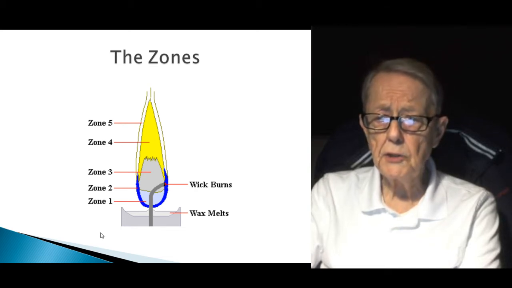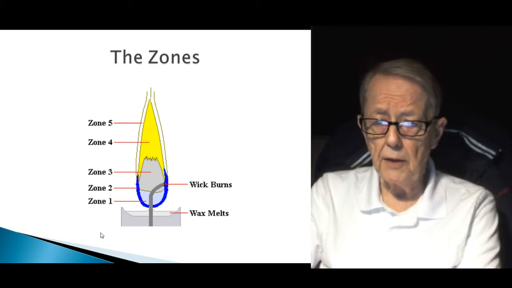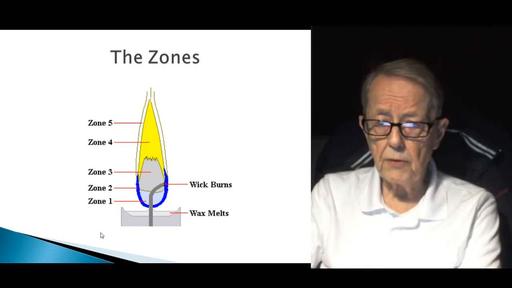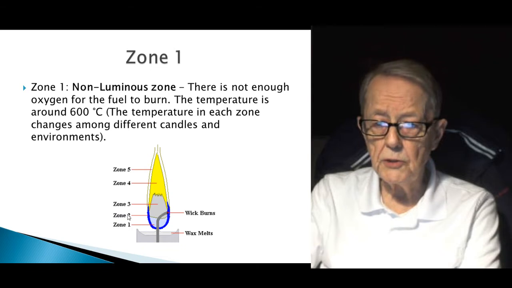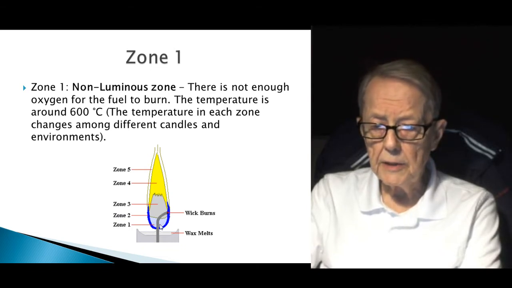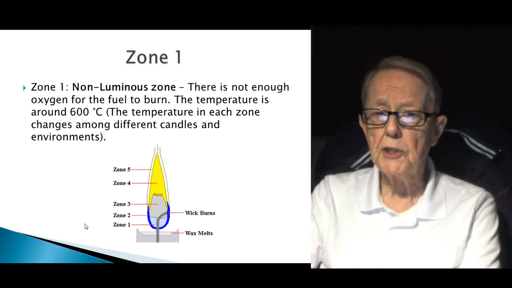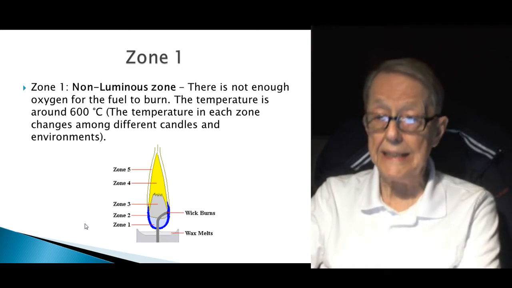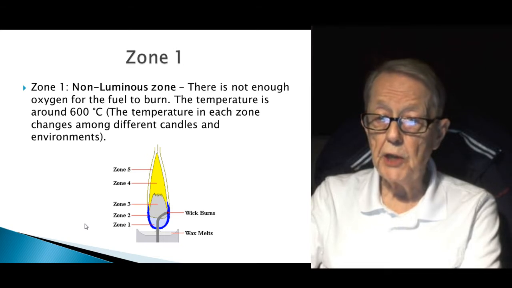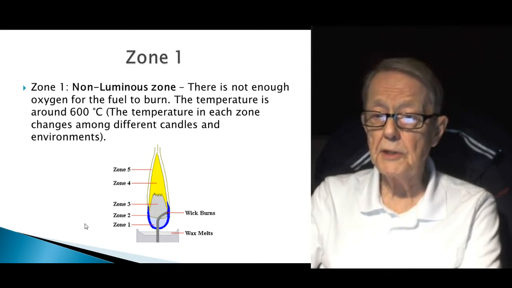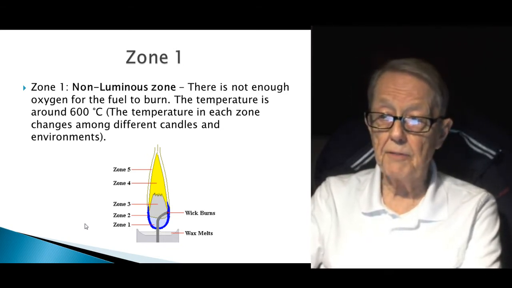These are the zones of the candle, the flame. Zone 1 through zone 5. Zone 1 is the non-luminous zone. Zone 1 is this light blue area here, just above the dark blue. There's not enough oxygen for the fuel to burn. The temperature is around 600 degrees C. That's hot. And the temperature in each zone changes among different candles. So this is kind of a statistical average.